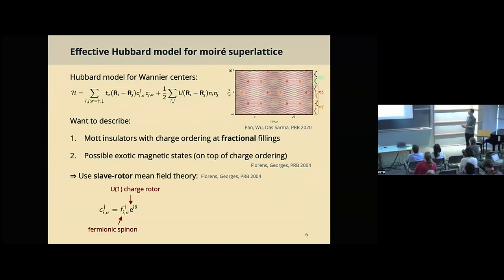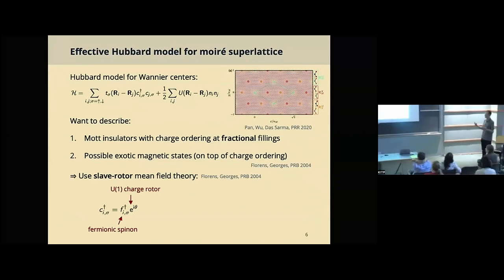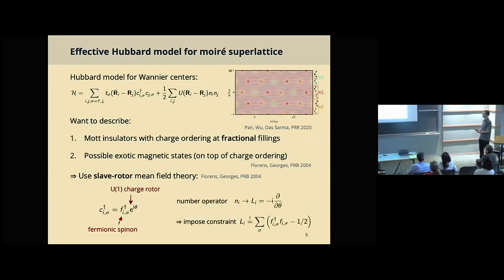So basically in this slave rotor mean field theory, we split the hole, or in here I'm using the convention to talk about electrons, we split the electron into a fermionic spinon, which carries spin but no charge, and a U(1) charge rotor degree of freedom, which describes the charges. So if I use the slave rotor representation, the charge number on each site corresponds to the angular momentum of this U(1) charge rotor. And of course, as in any slave particle construction, by doing this rewriting, I'm really increasing the size of my local Hilbert space on each site. So I need to impose a constraint. In principle, we should do this exactly, so that the number of charges on a site is consistent with the number of fermionic spinons that I have on a given site.